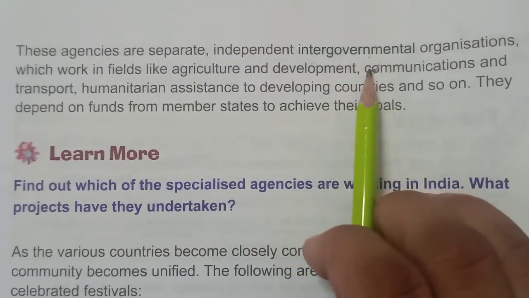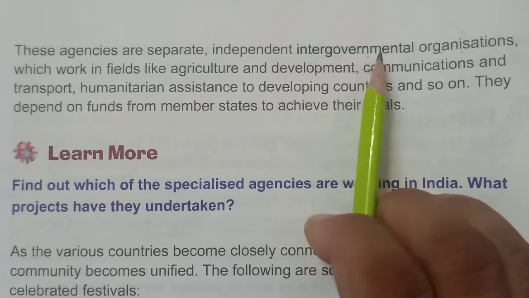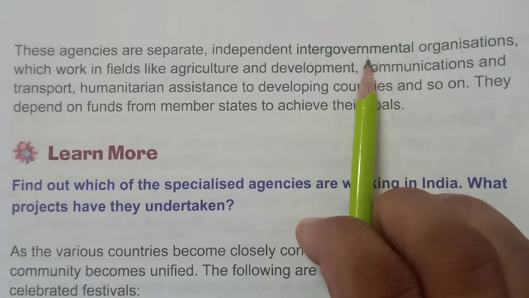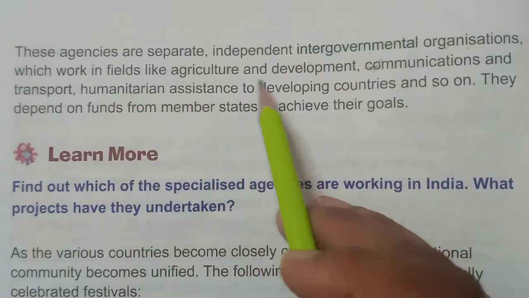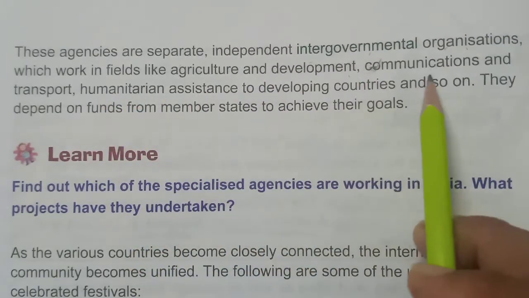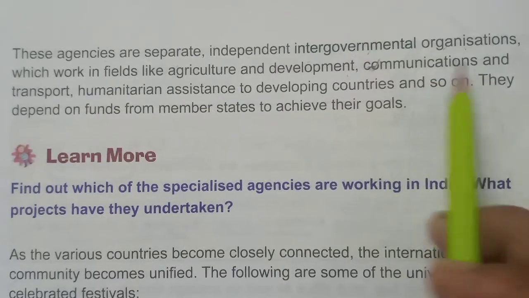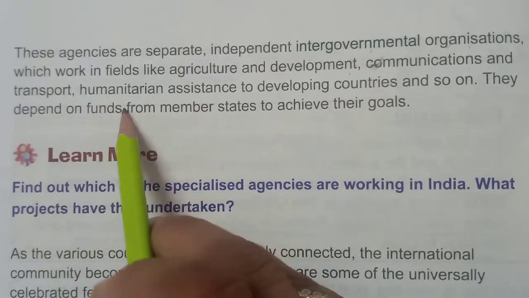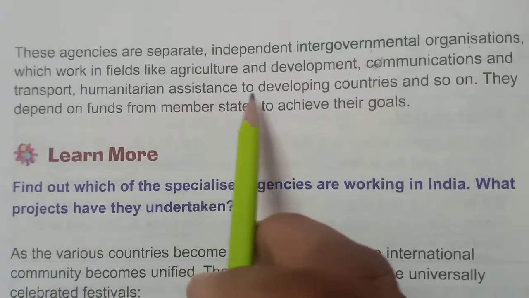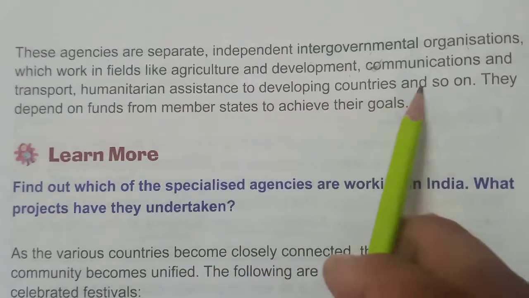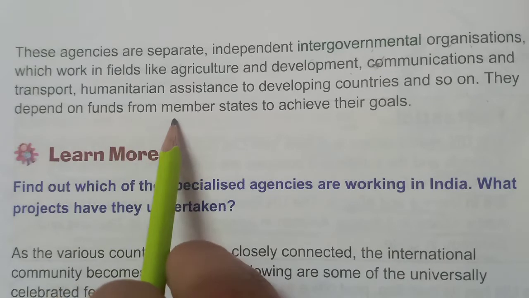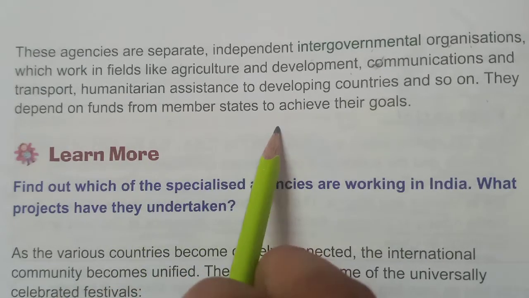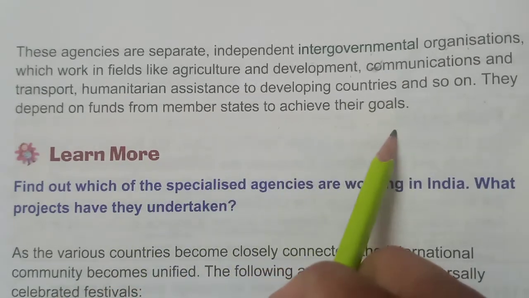Intergovernmental means that involves two or more governments, which work in fields like agriculture and development, communications and transport, humanitarian assistance to developing countries and so on. They depend on funds from member states to achieve their goals.